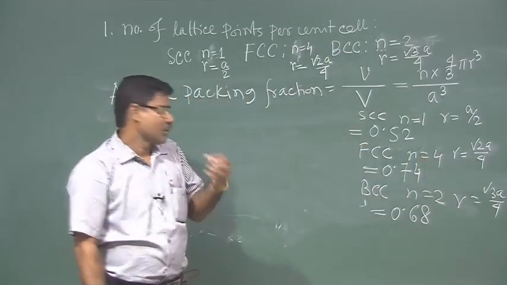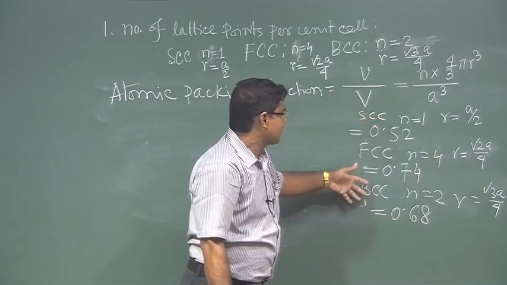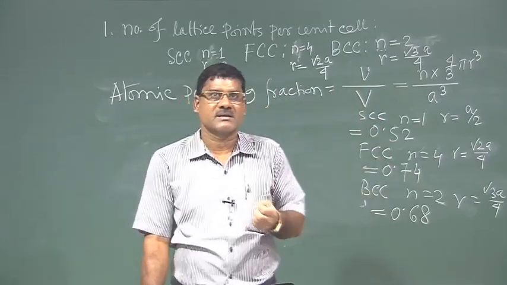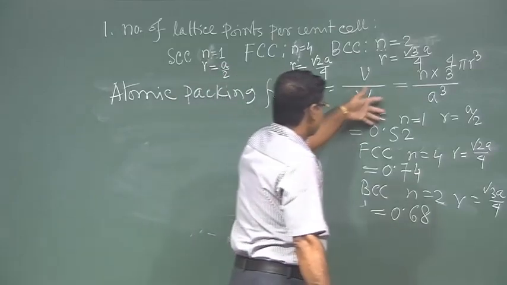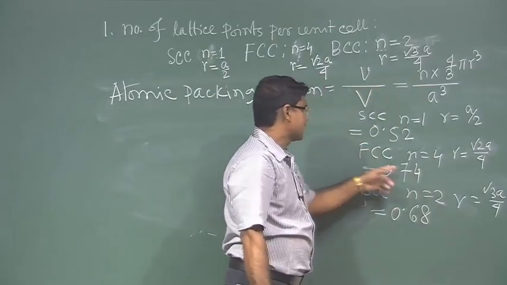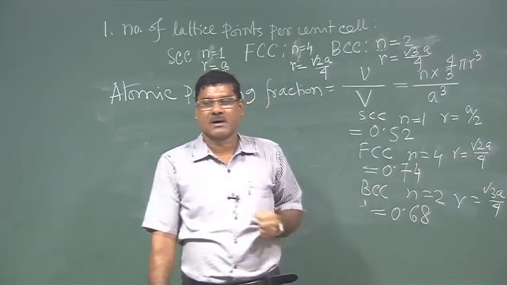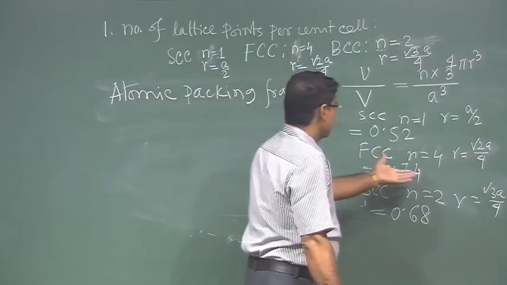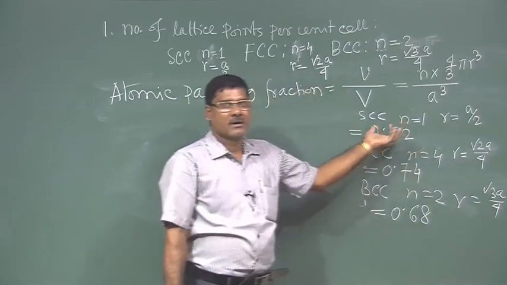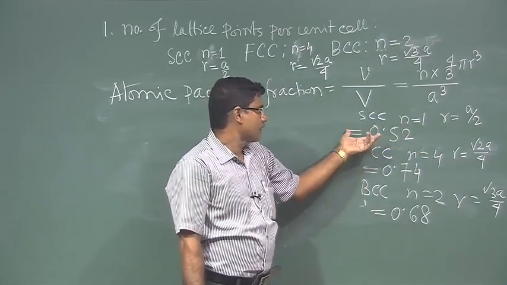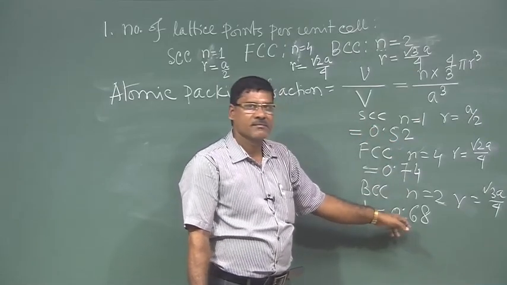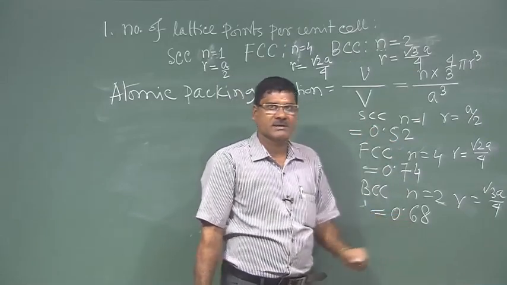Okay. So, from this packing fraction one can tell how compact the crystal is. From this data one can say that 74% of this unit cell is occupied by the atoms, whereas in the case of simple cubic it is 52% and for BCC it is 68%. Okay.